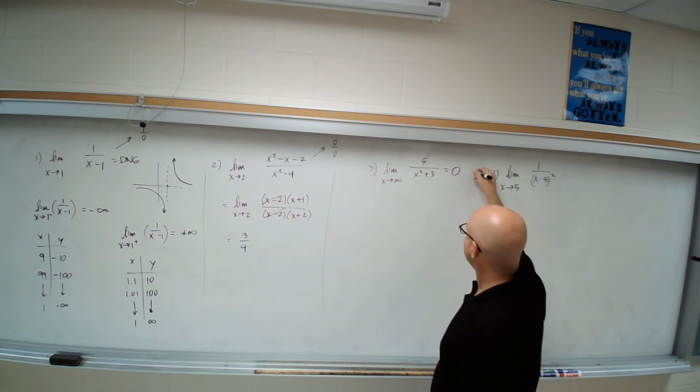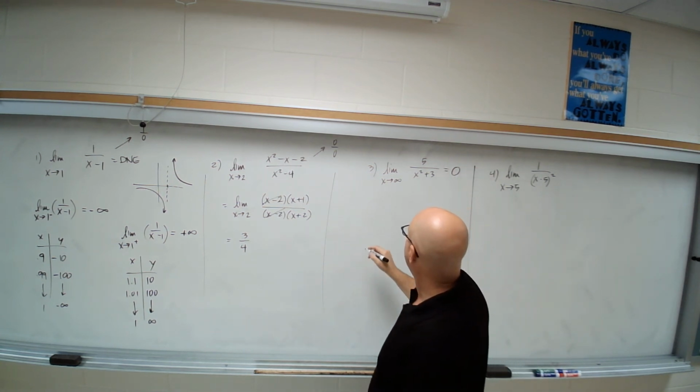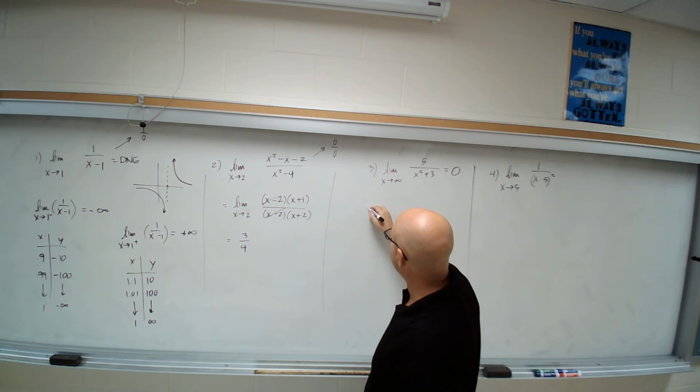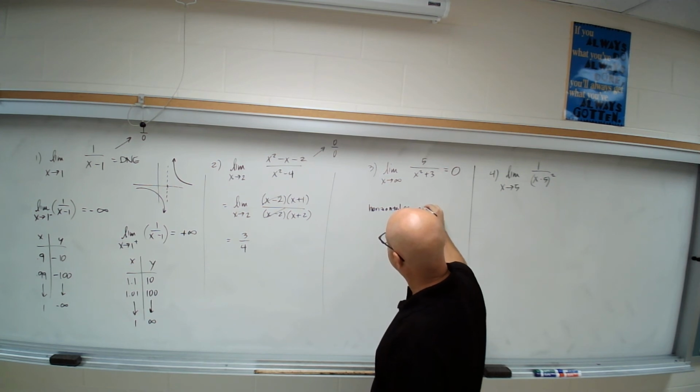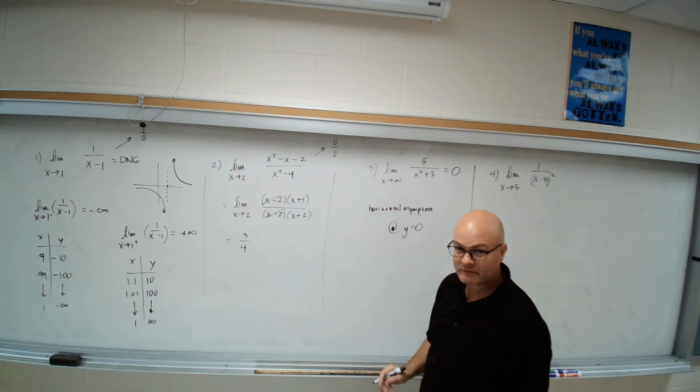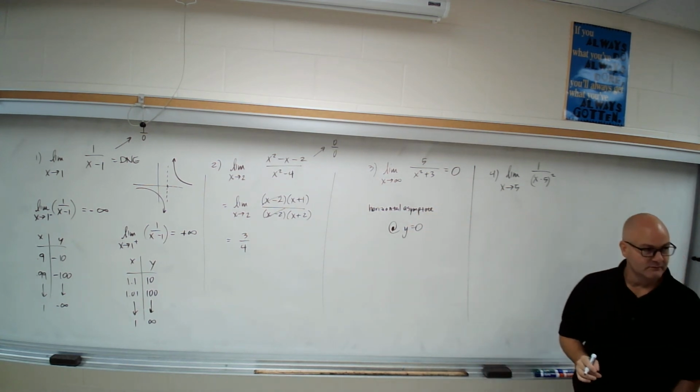So that limit is 0, and that means that there is a horizontal asymptote at y equals 0 for that end behavior asymptote.